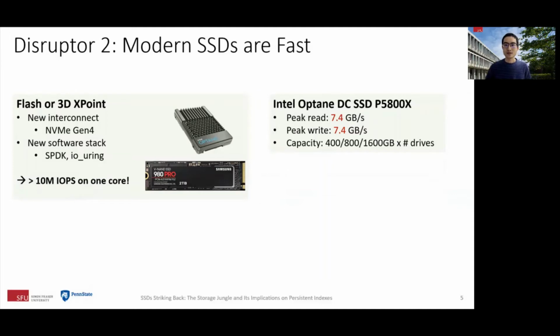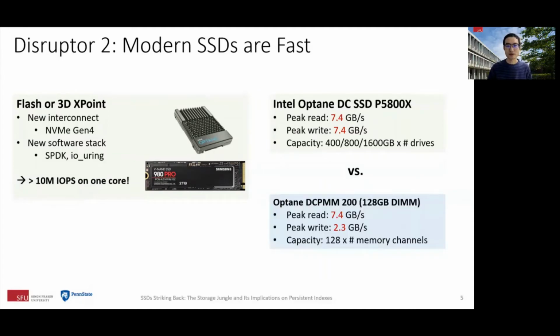Now, because it's using the same material as PM, it becomes a very interesting comparison to make with the DC PMM devices. If you still remember the numbers I reported in the previous slide, you will realize that for DC PMM, which is the memory form factor device, we're actually getting lower performance for write operations at 2.3 gigabyte per second, compared to the 7.4 gigabyte per second in the SSD version. Notice here they're using the same material. So overall, the trend is that SSDs are approaching memory speed, or in this case, even faster if we have only one DC PMM on the motherboard.